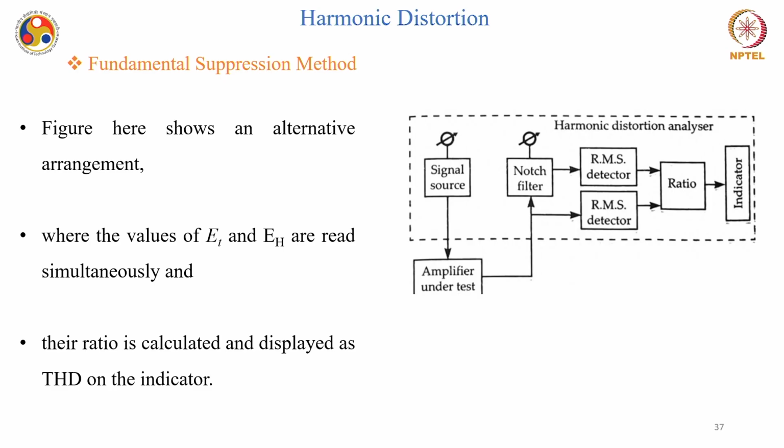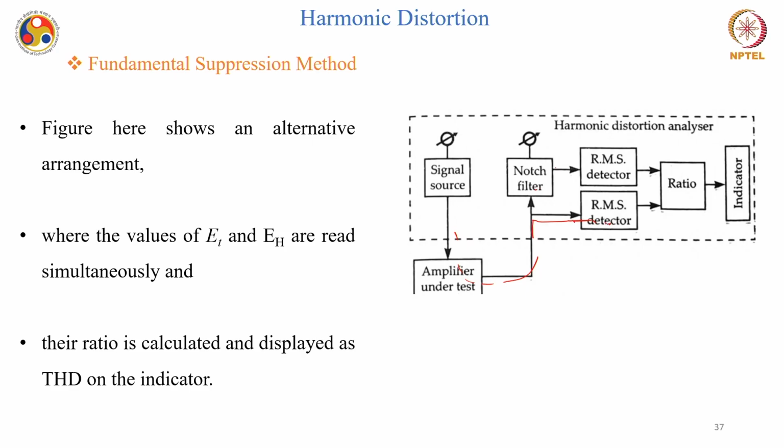Now, the second figure, figure B, is shown over here. This is an alternative arrangement to what we have seen just now. Here the values of ET and EH are read together. If you see, I am getting the value from this notch filter through this RMS detector, as well as through this amplifier under test.